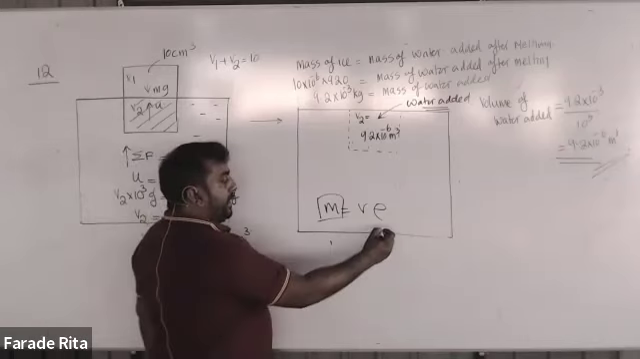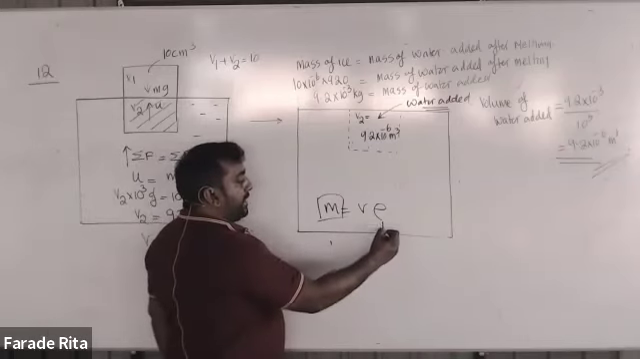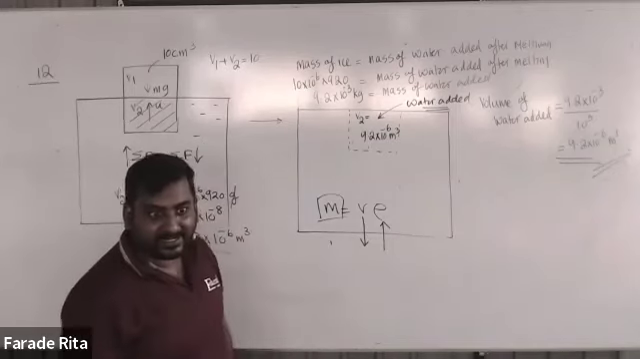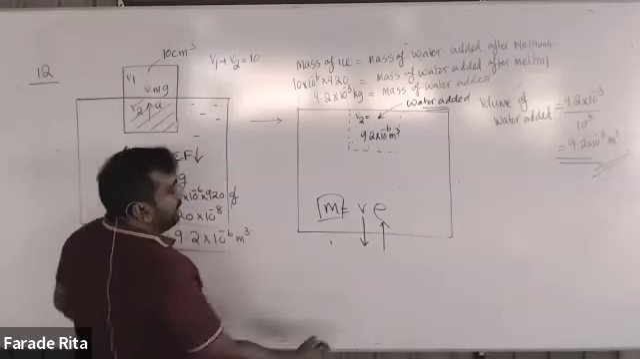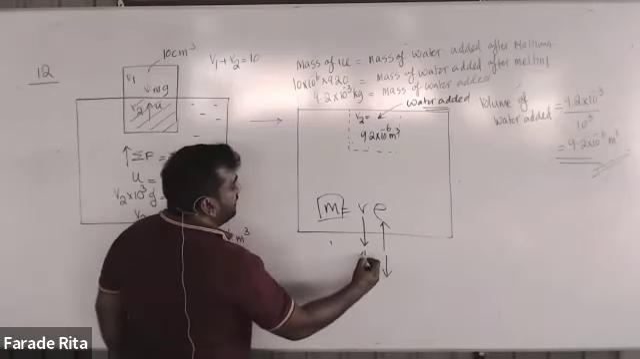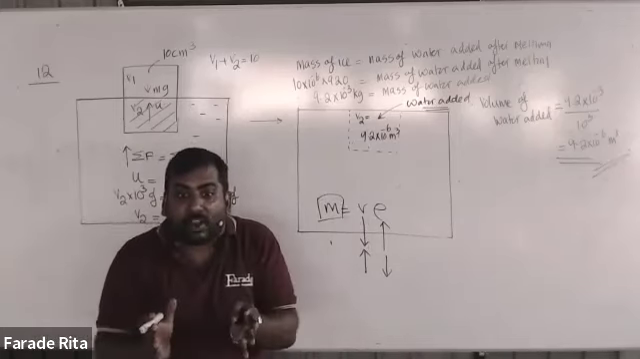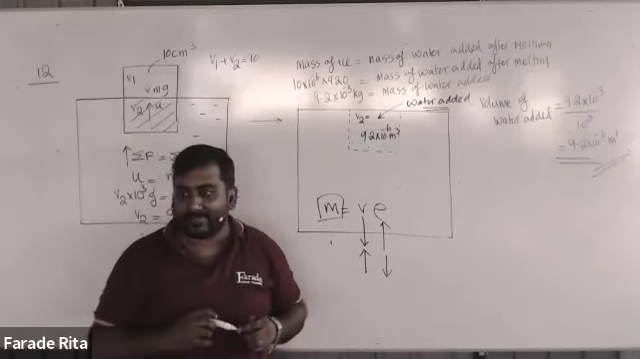But remember, the density of water is high. So the volume of water is what? Less. Clear? Volume of ice is large, density of ice is small. Larger ice volume will become what? Small amount of water. Is it clear?